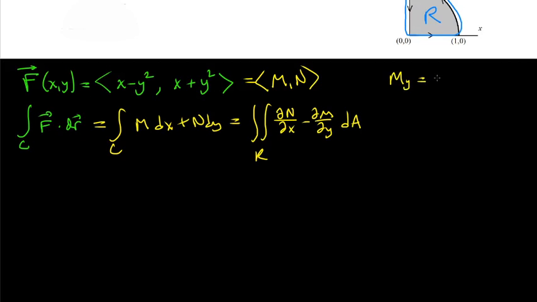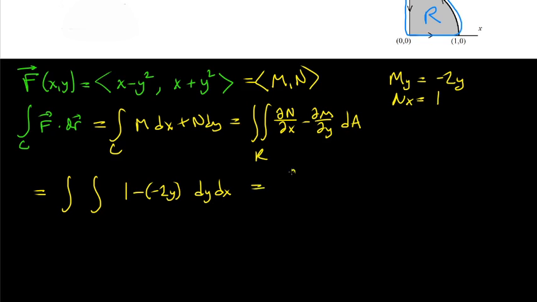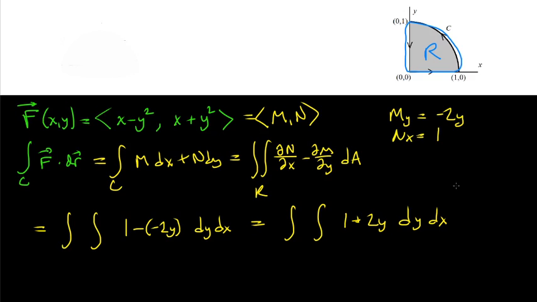M with respect to y is just negative 2y. N with respect to x is just 1. Is that right? Yeah. So the integrand here, the thing we're integrating, is 1 minus negative 2y, or just 1 plus 2y. We can do dy dx.